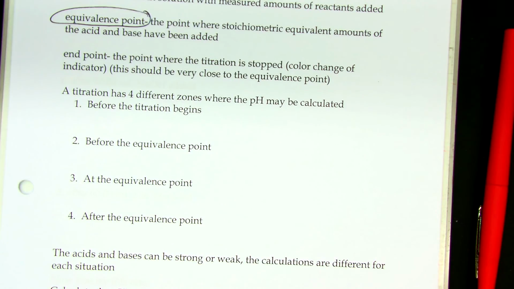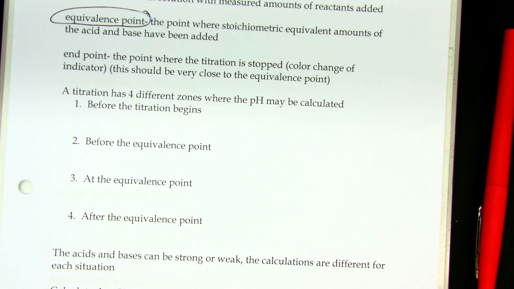Then we talk about the end point. Now, in an ideal world, the end point where we stop titrating would be the equivalence point. Sometimes we don't stop exactly at the equivalence point because we stop when our indicator changes color.